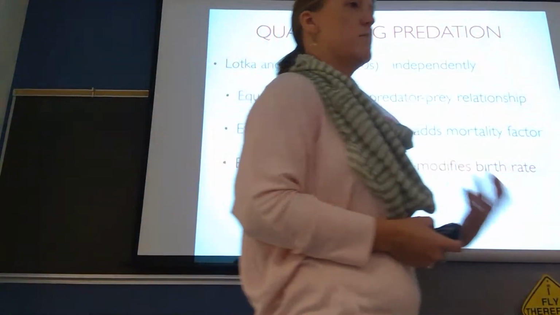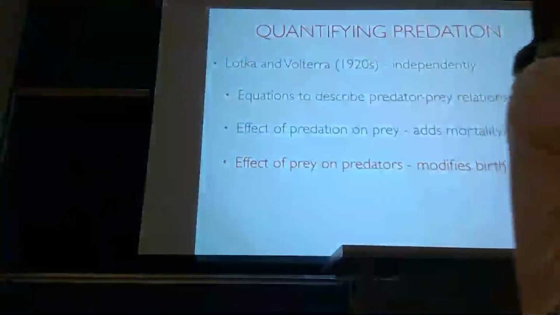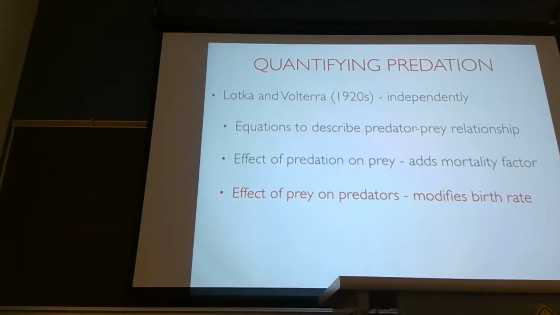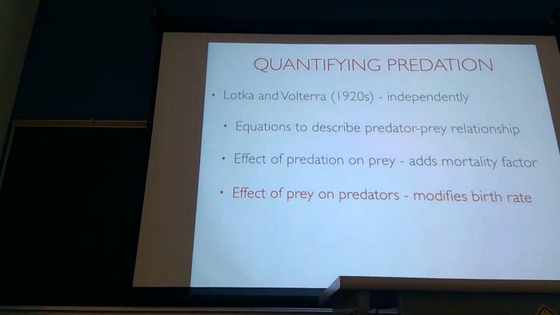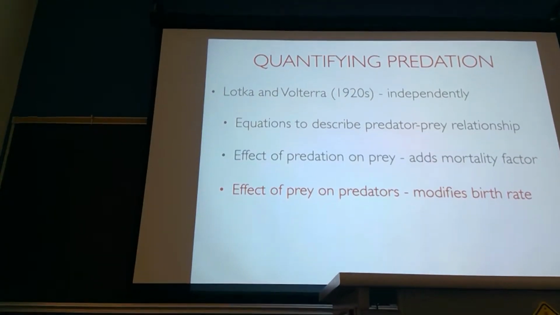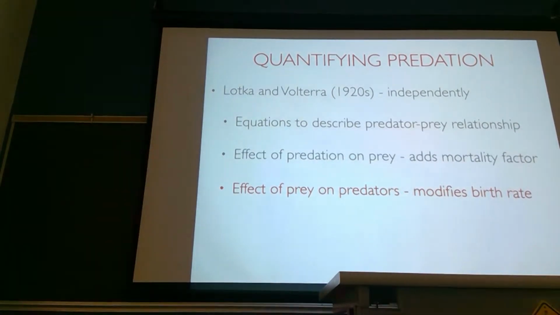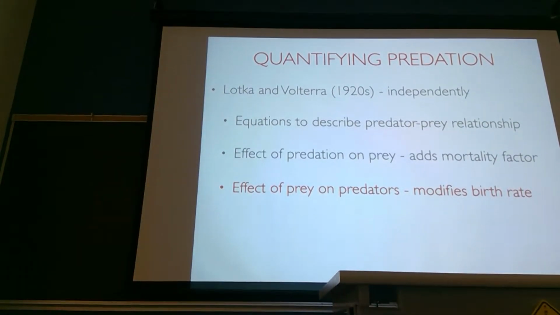It modifies birth rate. The predator is still dependent upon its normal birth rate and death rate and its density-dependent factors, but now it's going to have this modifier of prey population size to its birth rate. Again, when prey are low, it can actually cause negative population growth for the predator because it affects your ability to grow and reproduce and produce successful offspring.